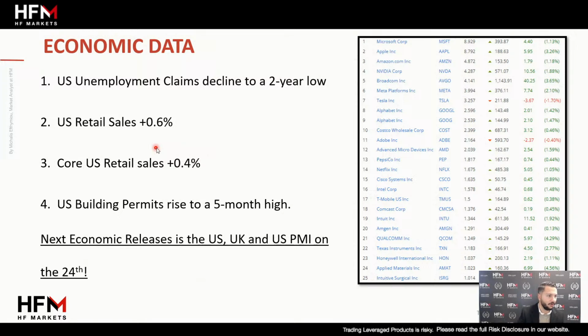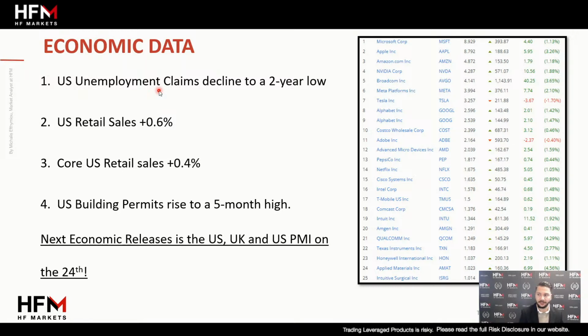In addition to this, we saw a lot of economic data which is really indicating a soft landing. Retail sales increased by 0.6%, very high, more than double that which was expected. And core retail sales also increased by 0.4%, which again is very high. When we're looking at the unemployment claims, ladies and gentlemen, very simply, it was at a 2-year low.